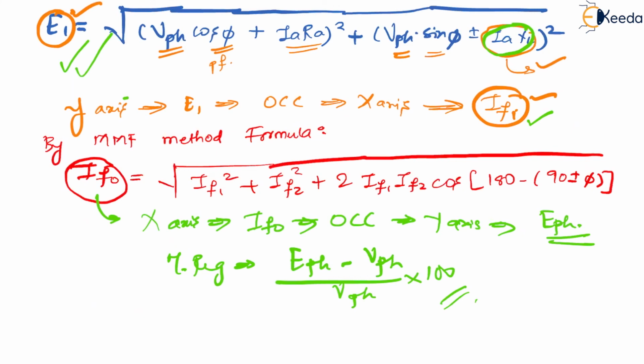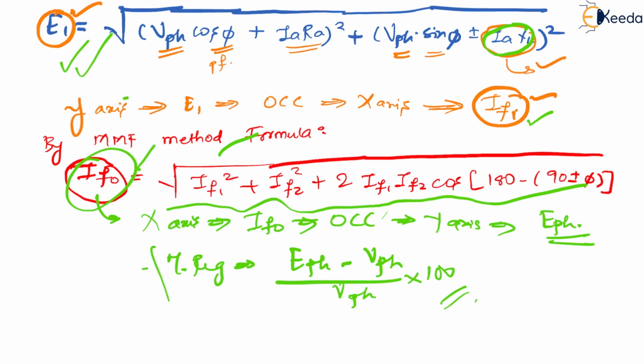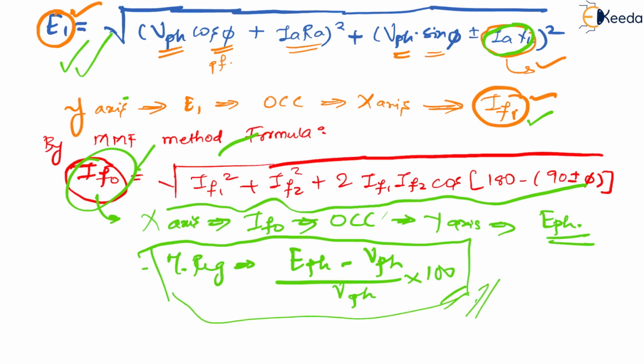Now you need to add IF1 and IF2. How do you do that? By using MMF method. So by using MMF method formula, you will be doing this, and then you will be using this particular formula, and then at the end you will be getting IF naught. And when you get IF naught, you please locate what is the voltage in OCC characteristics for this particular field current IF naught. And whatever is that voltage is nothing but your no load EMF EPH. So your regulation can be easily found out in this particular manner.